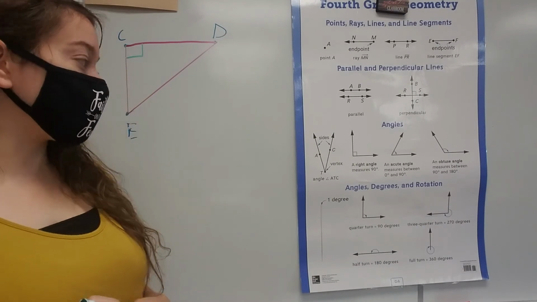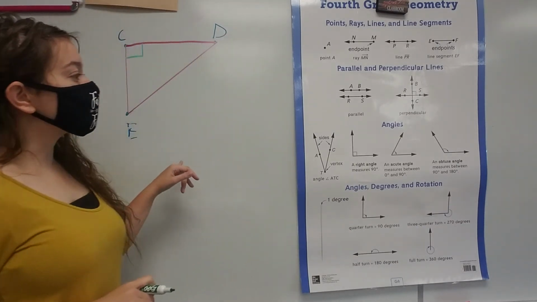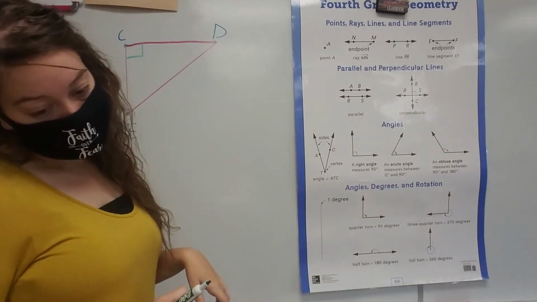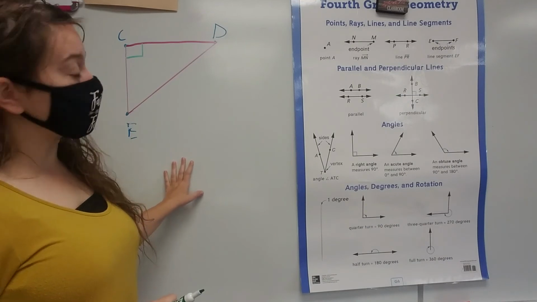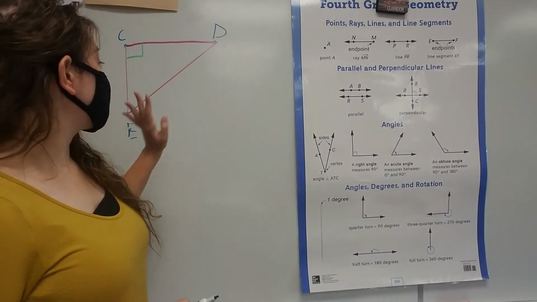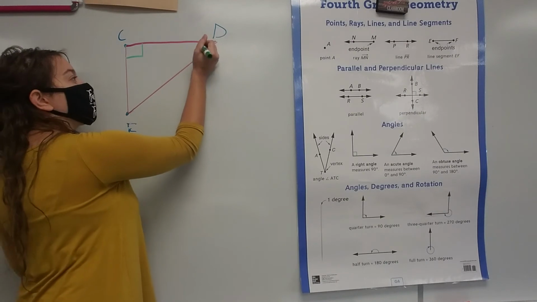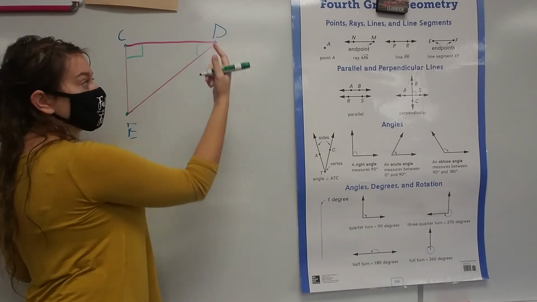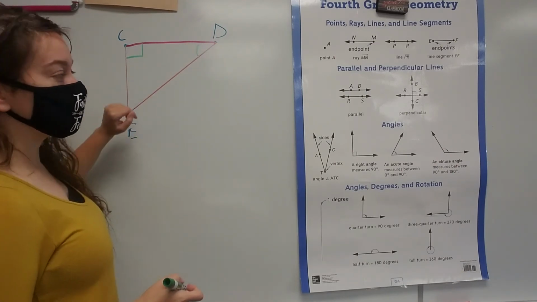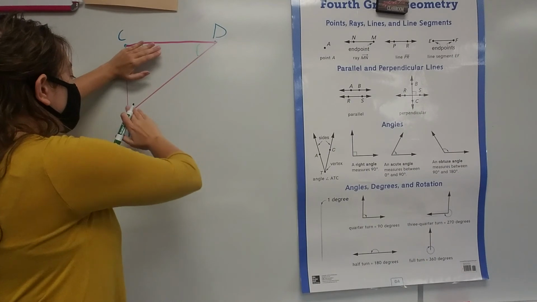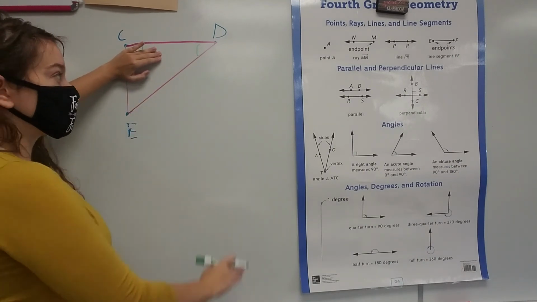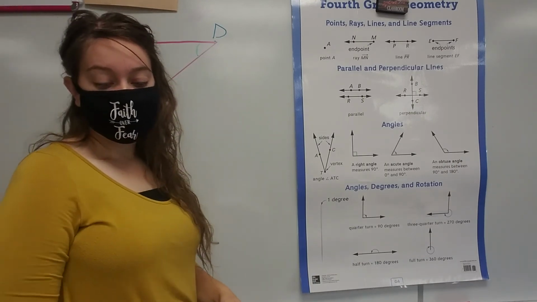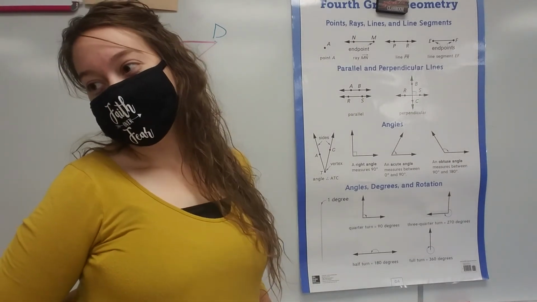Now, here's a different question. It says, what type of triangle is CDE? So we're looking at CDE. That means we have to look at this angle. What kind of angle is this? Acute. So what kind of triangle is it, if we're just looking at CDE? If this angle is acute, that means it's an acute triangle. They're trying to trick us.